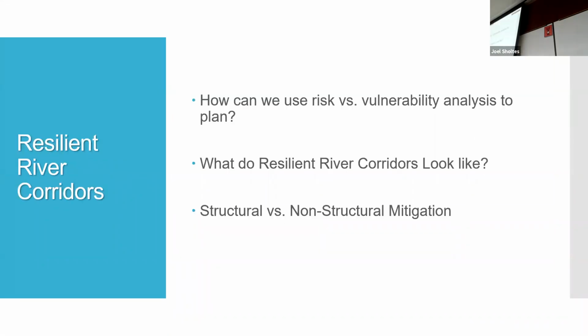So when we talk about resilient river corridors, resilient simply means how quickly does a community or a river system bounce back from a flood. So we need to think about risk and vulnerability analysis to make plans and think about what resilient river corridors look like. To respond to this, we can think about structural versus non-structural mitigation.